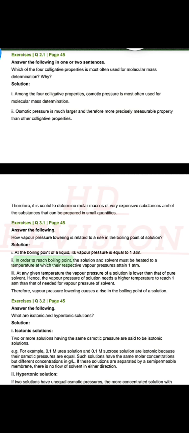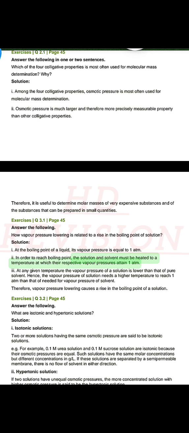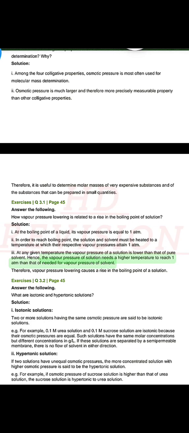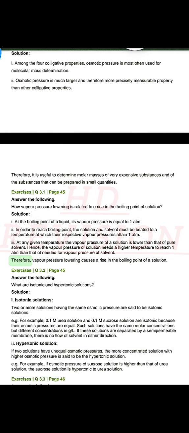In order to reach boiling point, the solution and solvent must be heated to a temperature at which their respective vapor pressures attain 1 atmosphere. At any given temperature, the vapor pressure of a solution is lower than that of pure solvent. Hence, the vapor pressure of solution needs a higher temperature to reach 1 atmosphere than that needed for vapor pressure of solvent. Therefore, vapor pressure lowering causes a rise in the boiling point of a solution.